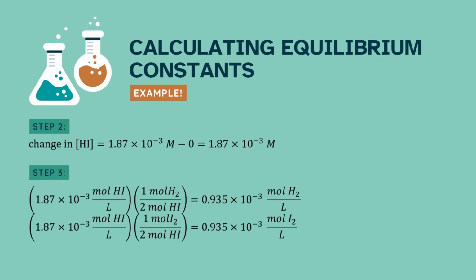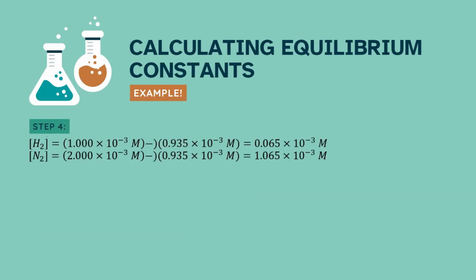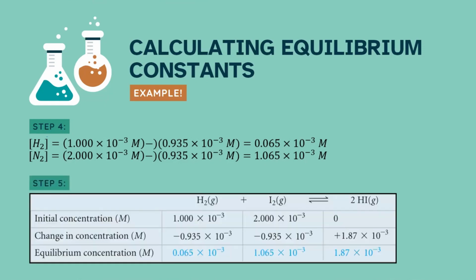For step 3, we just have to relate this change in concentration of HI to the changes in the H2 and I2 concentrations using the coefficients in the balanced equation. And they both have 0.935 times 10 raised to negative 3 molar concentrations. For step 4, calculate equilibrium concentrations of H2 and I2 using their initial concentrations and changes. And so in this case, just subtract them. It's just the initial minus the consumed. Going back to the ICE table, we now have complete values that we can use in the calculations.